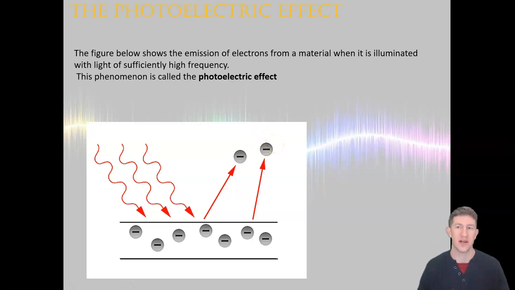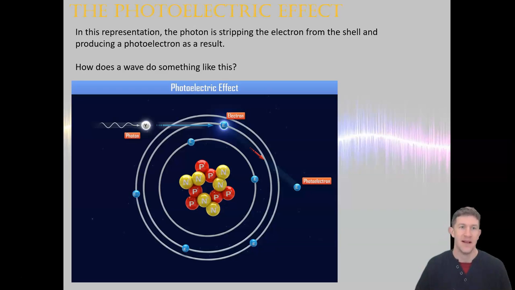But it's a little bit more complex than that, and why it happens is not as simple as just saying it does. In this representation here, we can see that the photon is stripping the electron from the shell, and it produces a product that we then call the photoelectron. So how does a wave do something like this, though? That was one of the problems. There is no way to describe how a wavefront could come in and strip an electron out of its orbital shell and produce a photoelectron.